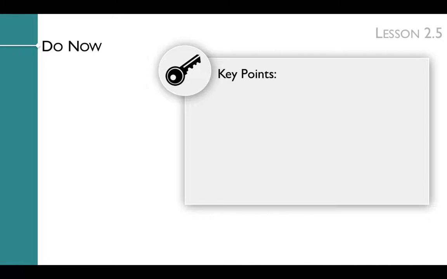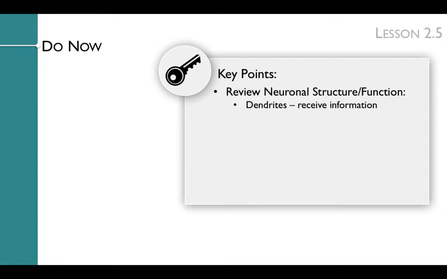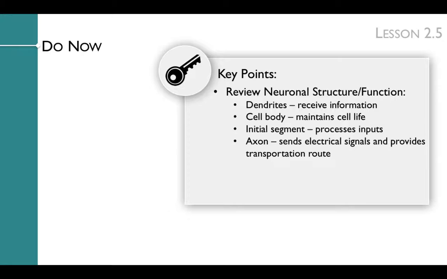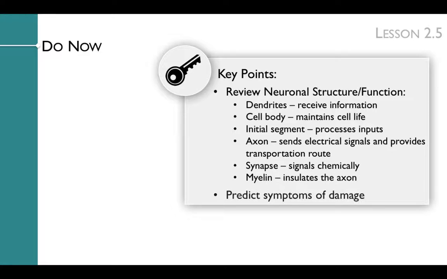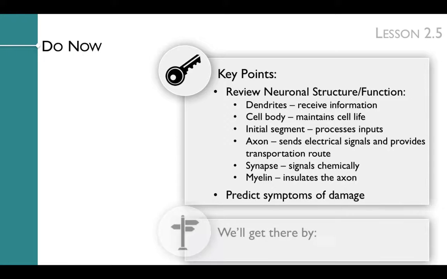The key points of the lesson Do Now are to review the relationship between neuronal structure and function, specifically that dendrites receive information, the cell body maintains cell life, the initial segment processes inputs, the axon sends electrical signals and provides a transportation route, the synapse signals chemically, and myelin insulates the axon. Additionally, we'll predict symptoms of damage to any of these structures. We'll get there by labeling neuron structures and identifying their functions.